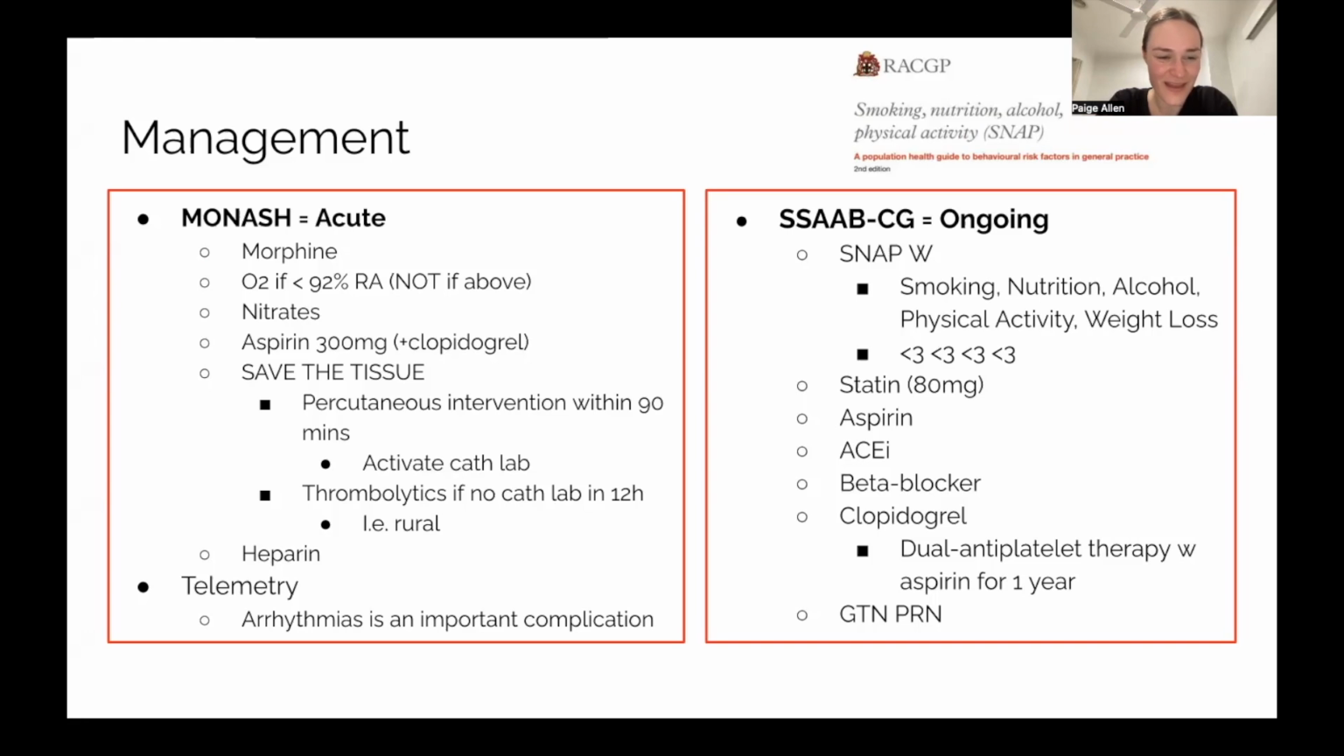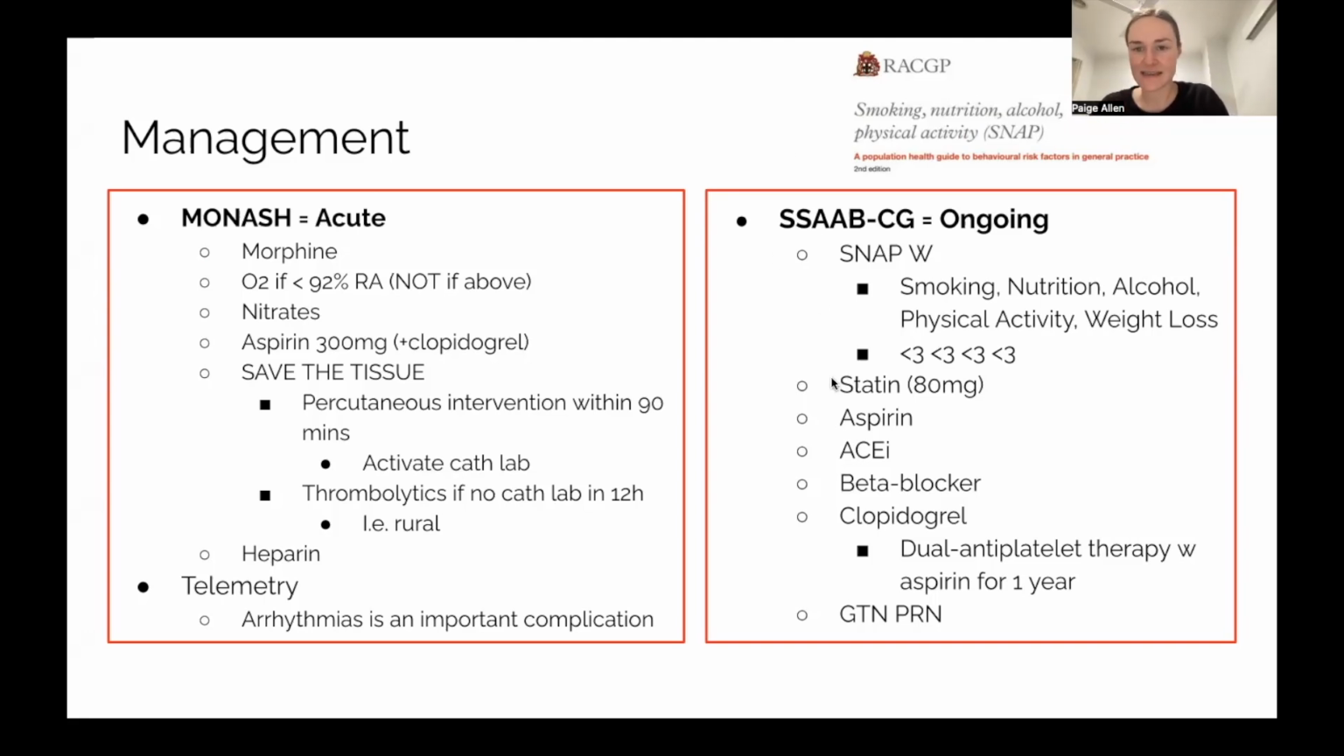In terms of monitoring, you keep them on telemetry going forwards because you can get all these arrhythmias due to the ischemic changes, which we just talked about. And then in terms of long-term management, you can use your SAB. I'm not sure if you guys have heard that acronym before, but it stands for SNAP-W. That's all your classic lifestyle modifications. And that SNAP-W is actually something that RACGP uses as their acronym, which is kind of fun.